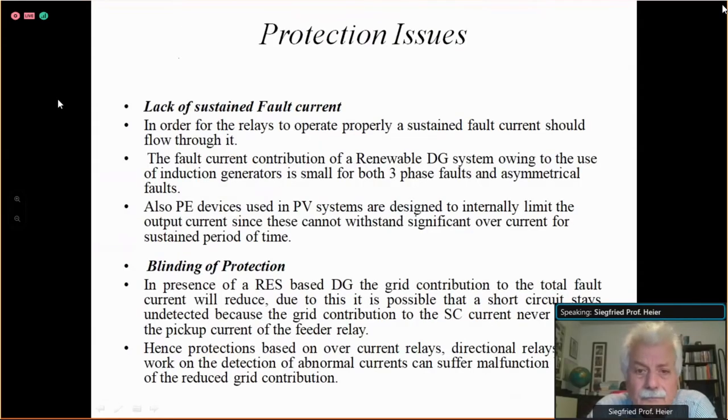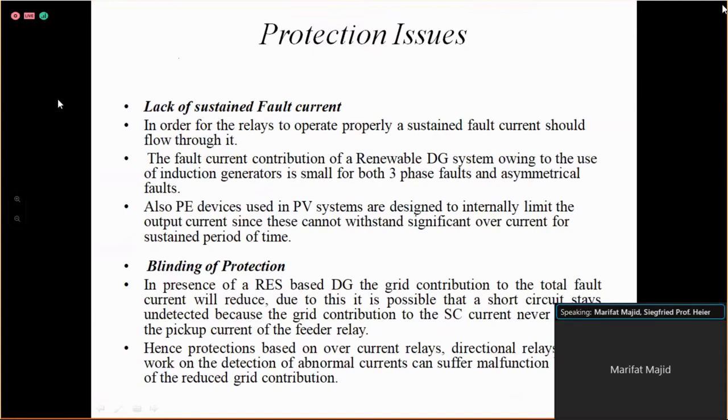Another important protection issue is the lack of sustained fault current. We know that in order for the relays to operate properly, a sustained fault current should flow through it. The fault current contribution of a renewable DG system, owing to the use of induction generators, is small for both three-phase faults and asymmetrical faults. Also, power electronic devices used in PV systems are designed to internally limit the output current, since these cannot withstand significant overcurrent for a sustained period of time.